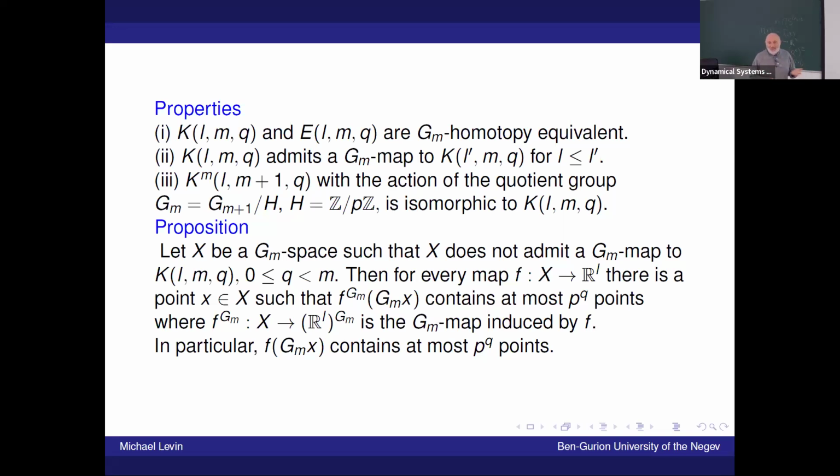Just G-maps from the product of X with the 0-1 interval. Okay, and then we can expand on the notion of homotopy theory, so to talk about G-equivalence, G-homotopy, and G-homotopic maps. Okay, so K_L^n and E_L^n are G_n-homotopy equivalent. And this G_n-homotopy comes naturally.